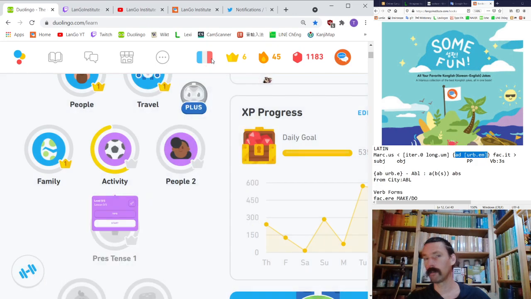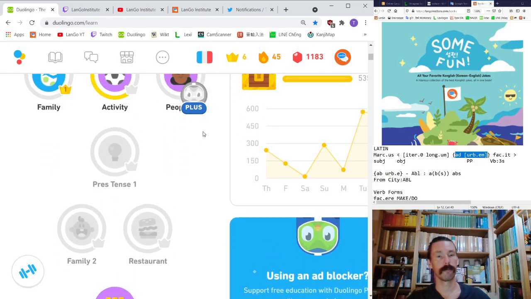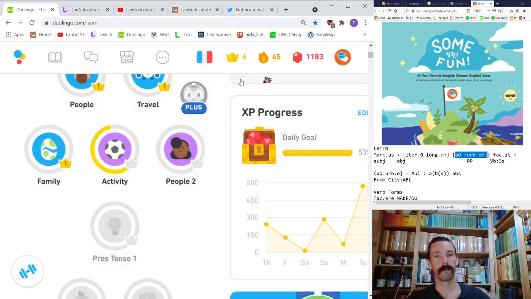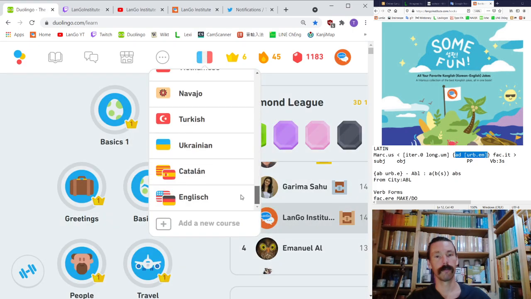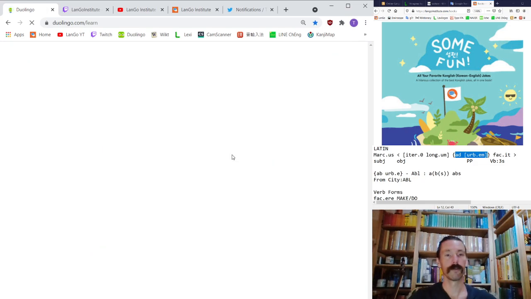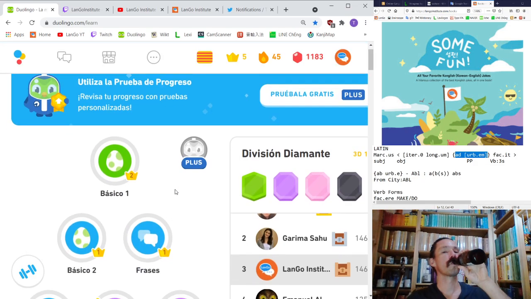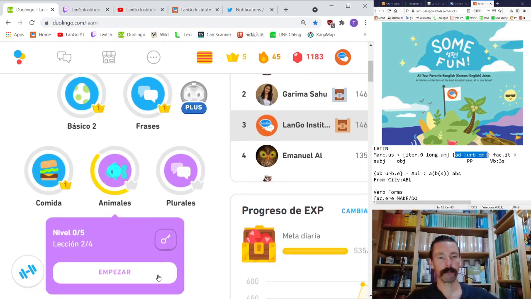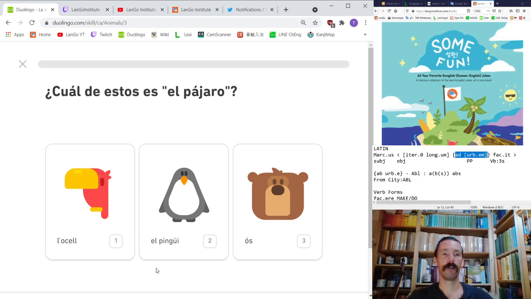All right, Catalan. Still starting out there, and it's taught through standard Spanish. Animales. El pájaro. ¿Cuál de estos es el pájaro? Which of these is the bird?